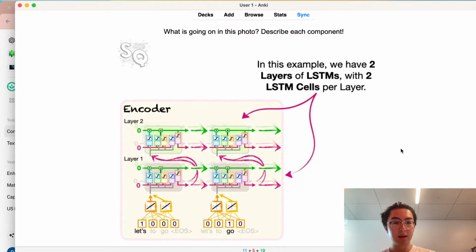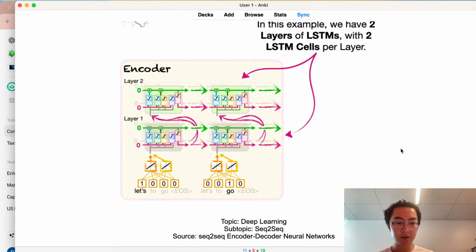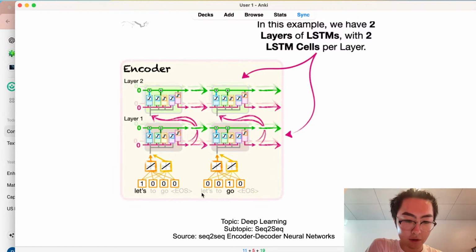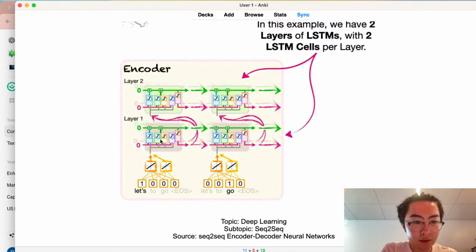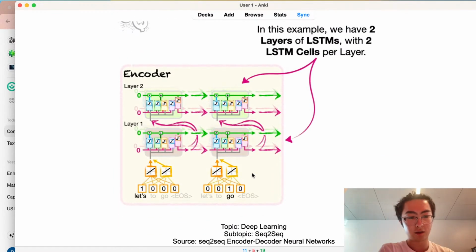Okay. What is going on in the photo? Describe each component. So this is the encoder portion of a sequence-to-sequence model. Specifically, it has 3 different layers: a word embedding layer and 2 LSTM layers, and each layer has 2 LSTM units for each token. The tokens here are "let's" and "go," and each long-term memory and short-term memory are all initialized to 0.